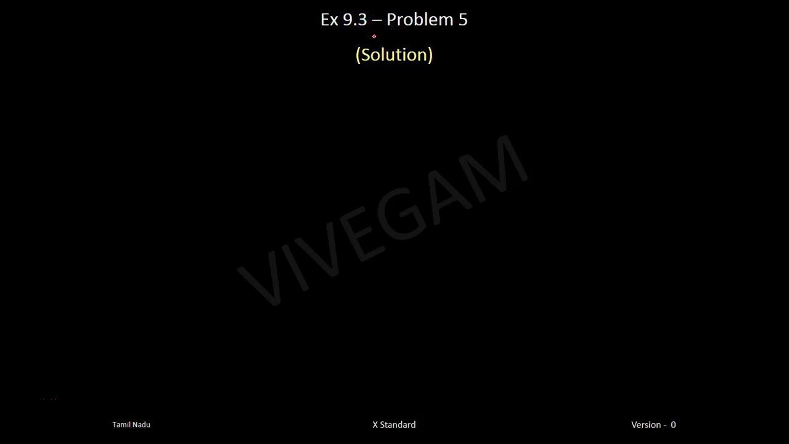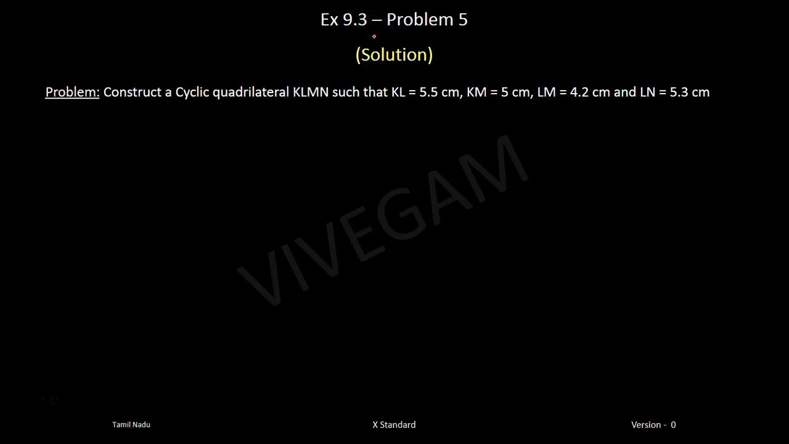Exercise 9.3 Problem 5 Solution. Construct a cyclic quadrilateral KLMN such that KL equal to 5.5 cm, KM equal to 5 cm, LM equal to 4.2 cm, LN equal to 5.3 cm.